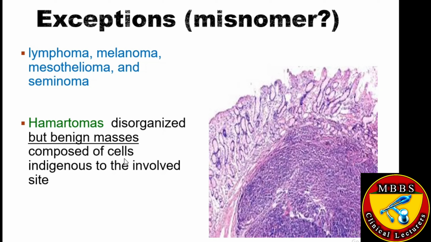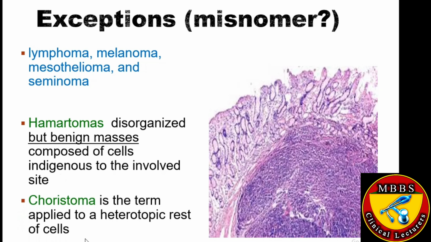Hamartomas are actually disorganized benign masses, and they have cells that arise from the tissue from where they are arising. So they are disorganized growths, but they can have glandular tissue, muscle, or bone, but they are usually composed of the tissue they are arising from. But choristoma is again a benign mass of cells, but it is composed of heterotopic tissue. Let me give an example of choristoma.